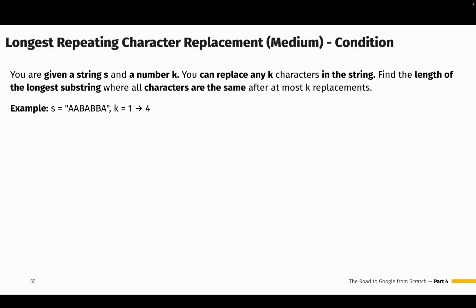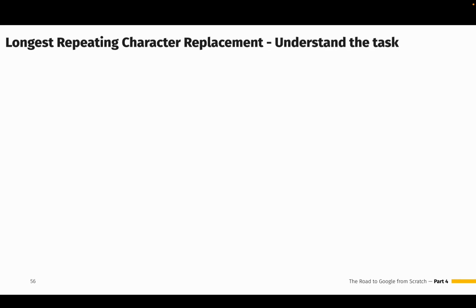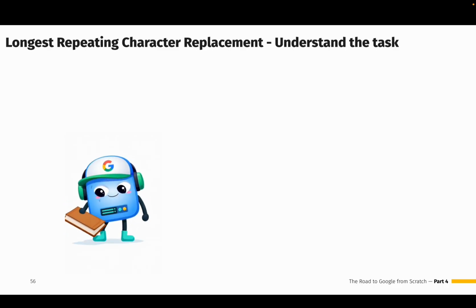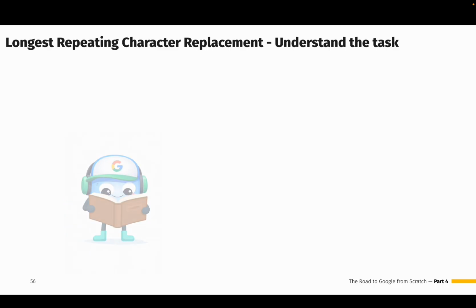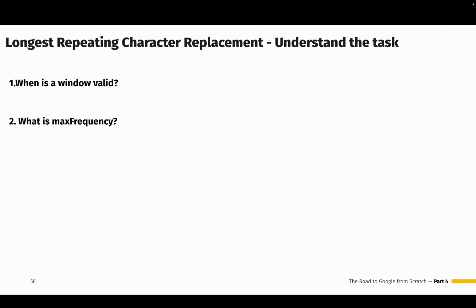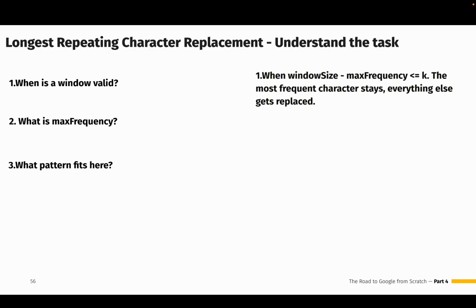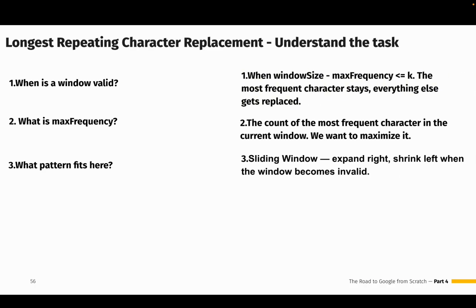Okay, I think we can move forward. So let's answer some questions. I think it's a good approach to better understand the task and in general what we need to do. So let's check what kind of questions. When is a window valid? What is maximum frequency? And what pattern fits here? So let me answer these questions. So when is a window valid?